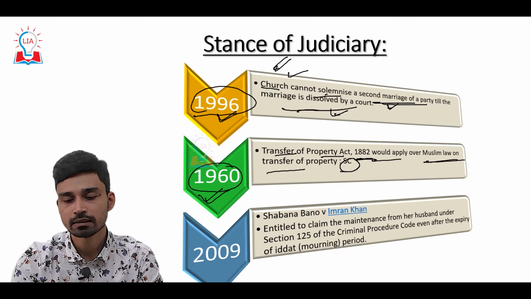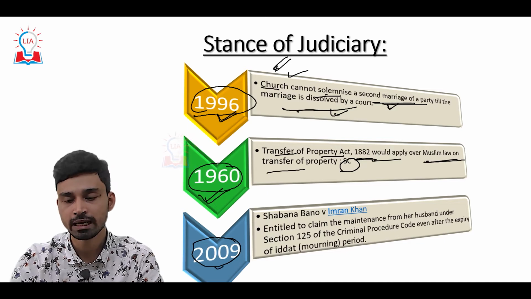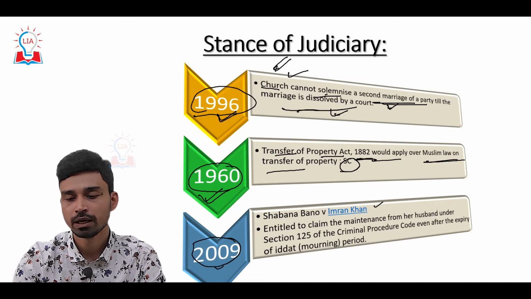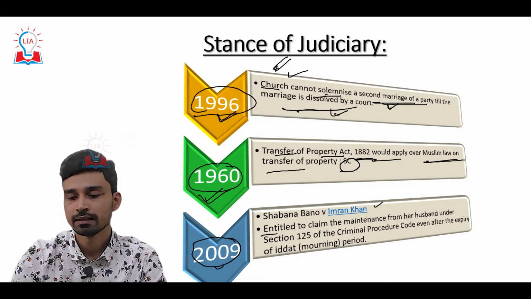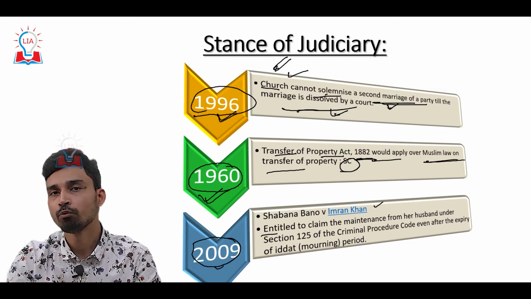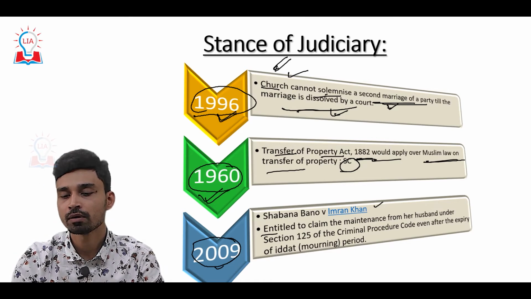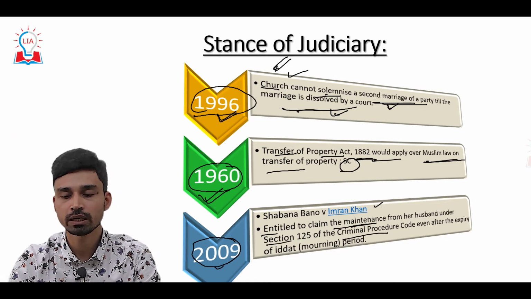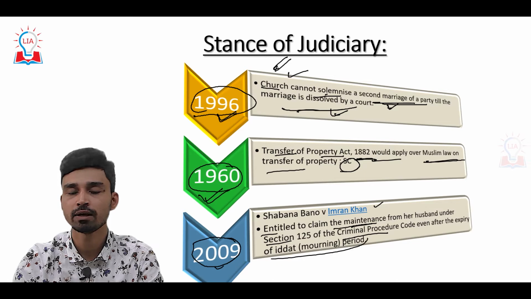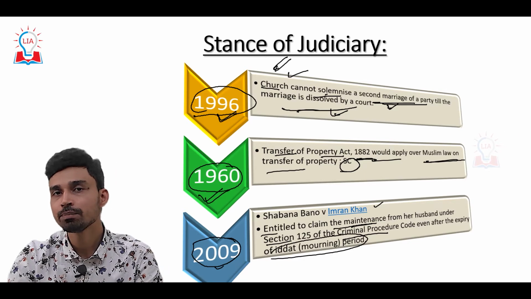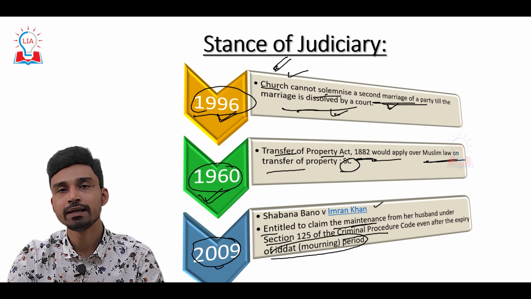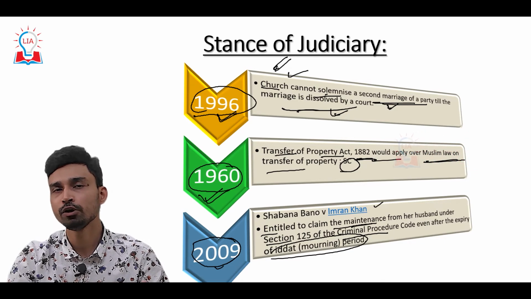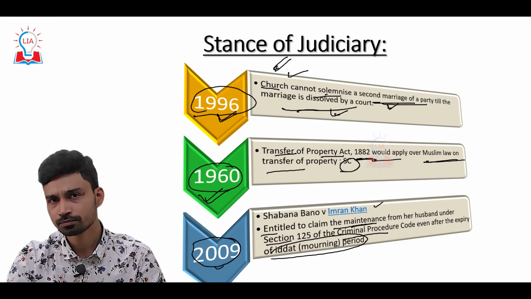Similarly, the next stance was taken in the year 2009, when the judgment was given in the case of Shabana Bano versus Imran Khan, where the Supreme Court has categorically stated that a divorced Muslim woman still has the right to claim maintenance from her husband under Section 125 of the Criminal Procedure Code even after the expiry of the iddat period, that is called the mourning period. As per Muslim personal law, a woman can claim maintenance only after divorce while the period of iddat is going on.